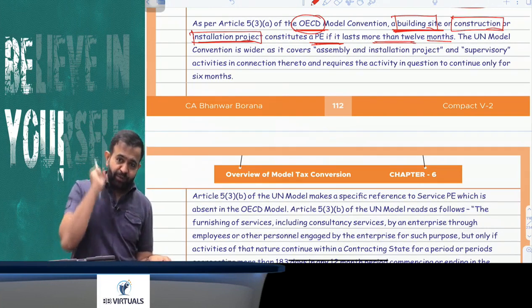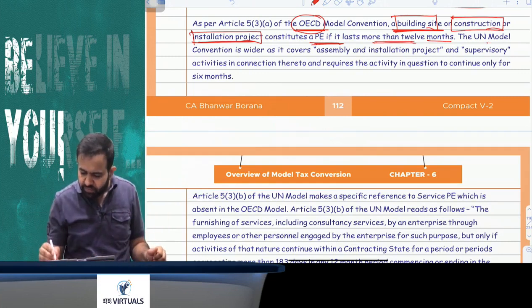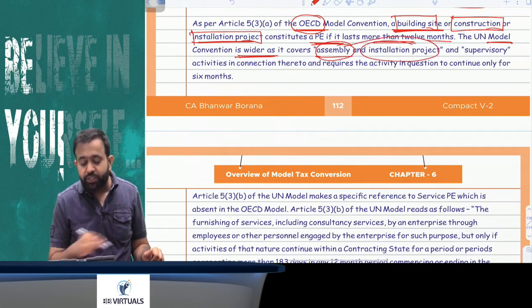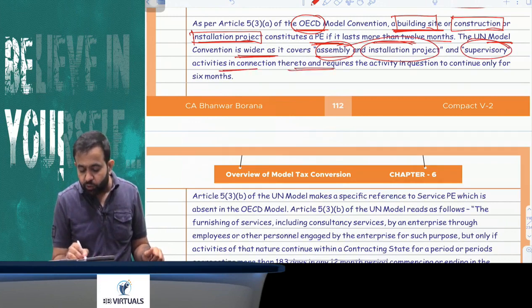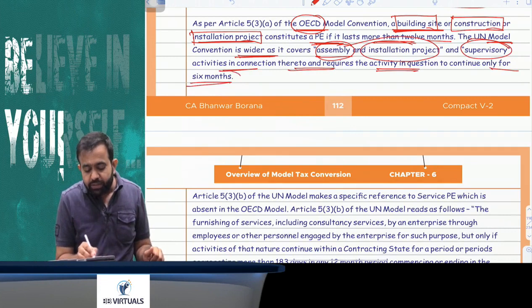But as per the UN model, it is more exhaustive. The UN model convention is wider as it covers assembly and installation projects also, and supervisory activity in connection thereto requires the activity in question to continue only for 6 months.